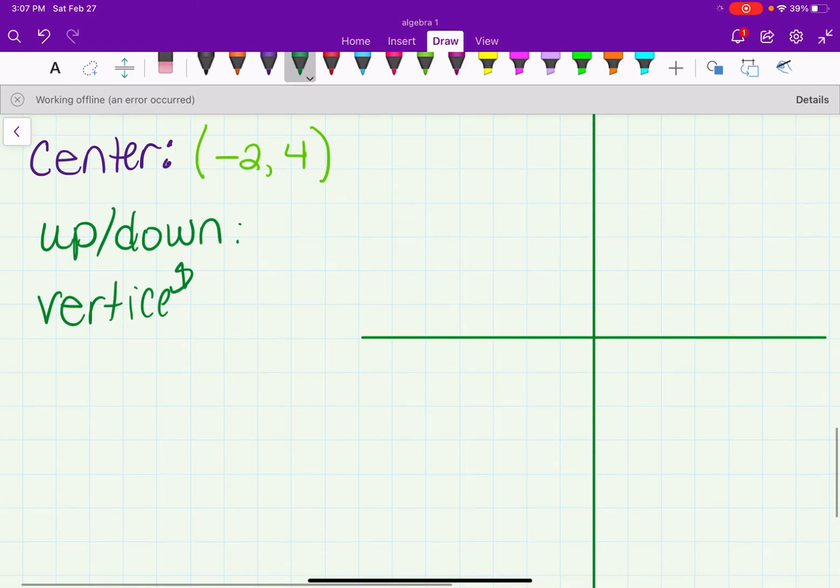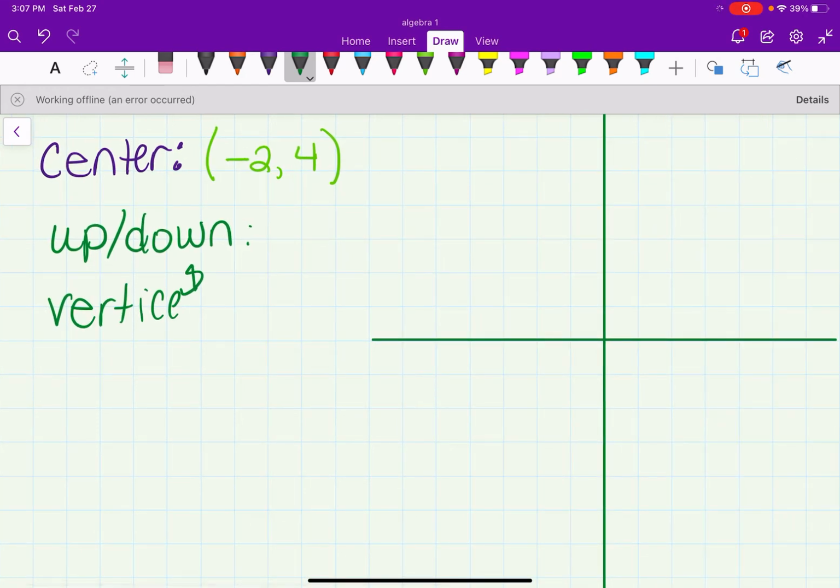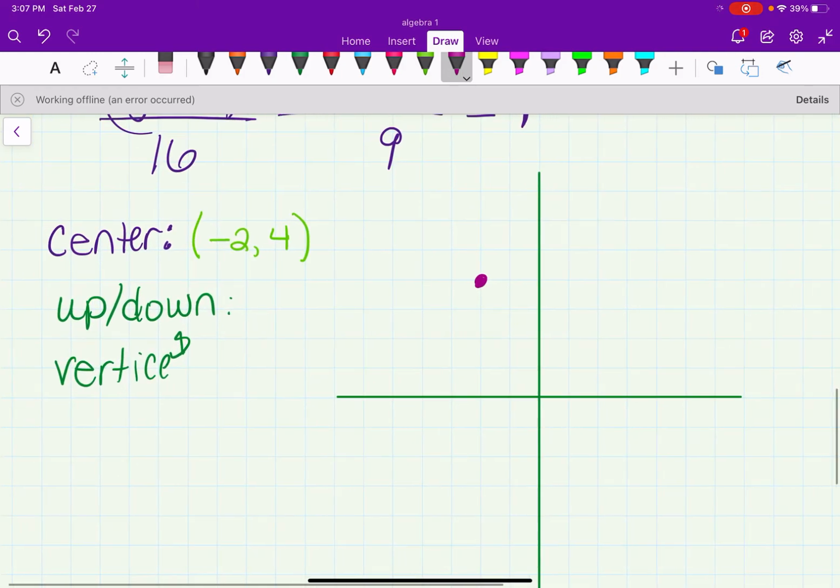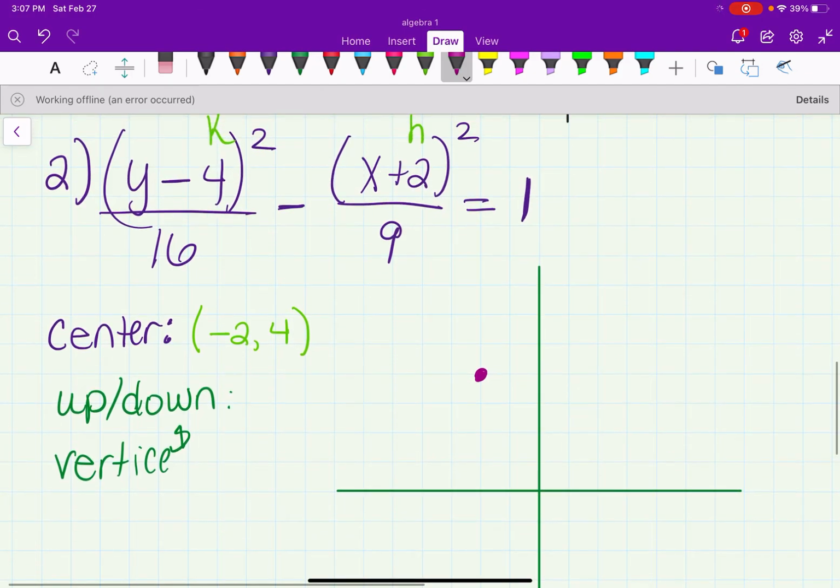All right, so here's my graph. Let's put our center at (-2, 4). Okay, I might need more room. All right, in the x direction, let's look back at our equation. What number is under x? The number under x is 9, so we need to square root that to know our radius in the x direction. So 1, 2, 3, 1, 2, 3. What's the radius in the y direction? That's going to be 4. 1, 2, 3.